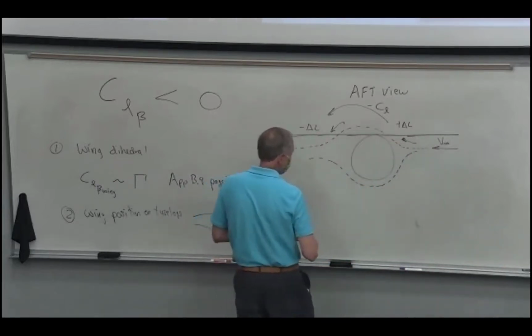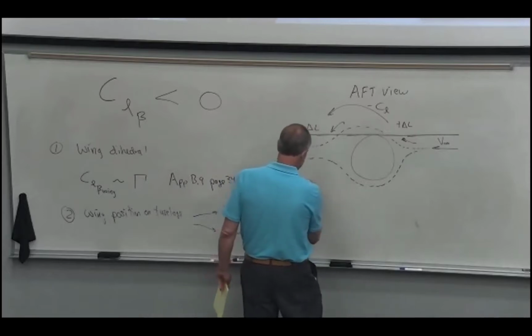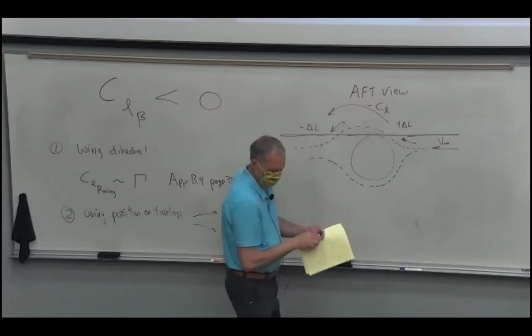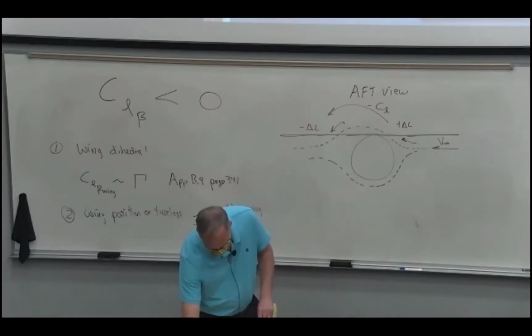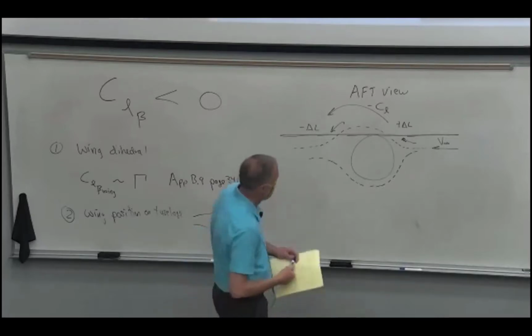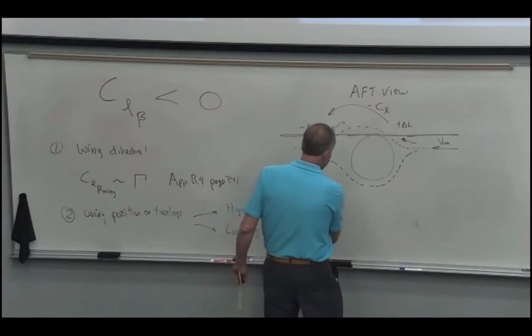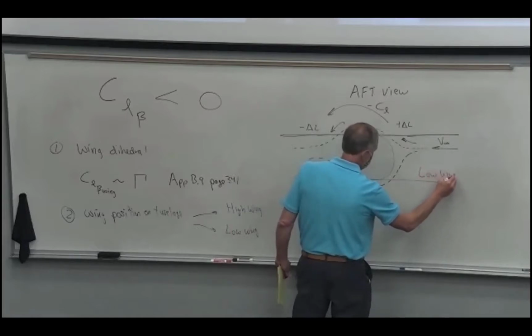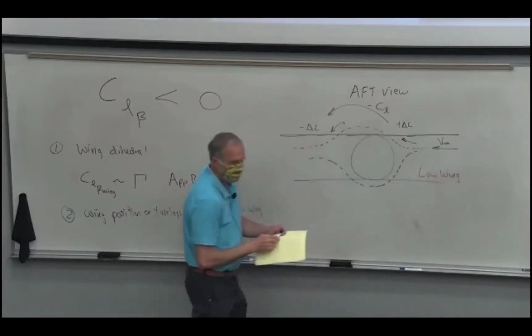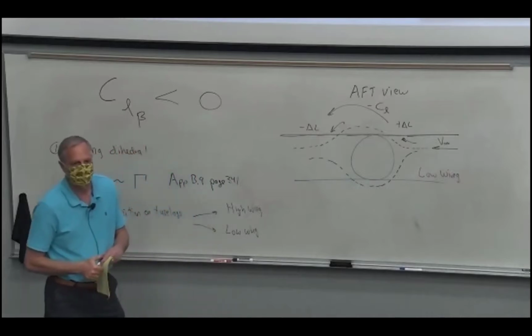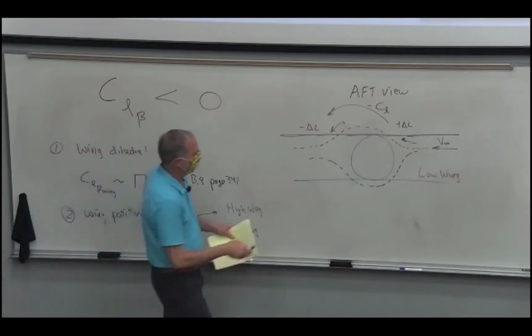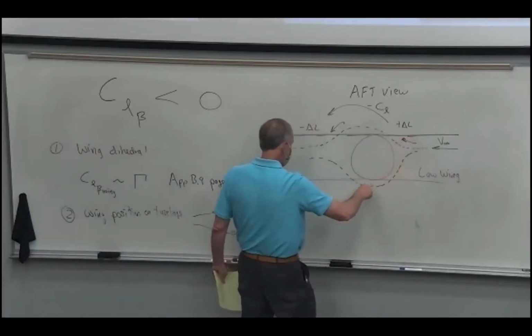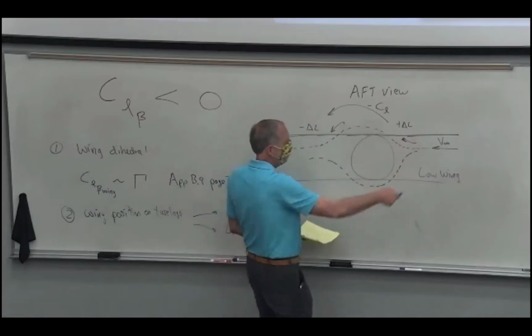Let's see if this marker works. So what if we had a low wing? It would be invisible. So here's our low wing. Can you see you'd get the opposite effect? The flow's coming down on this side and up on this side, so it tends to roll the opposite way.